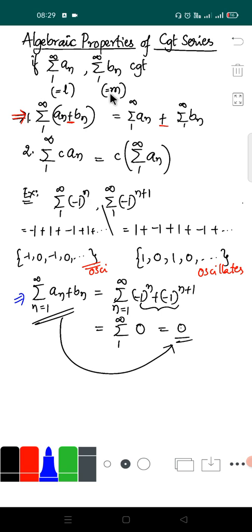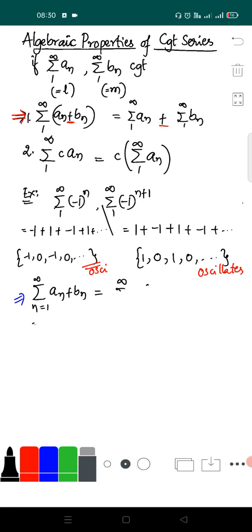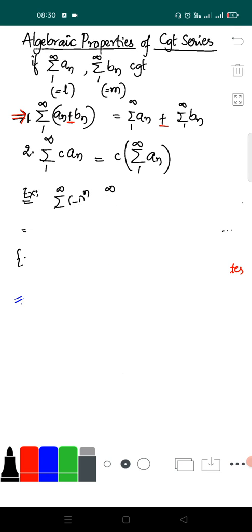This is only one direction. If this is possible, then this must be satisfied. It is not the other way around. Okay, we will solve one example for the algebraic properties of convergent series.